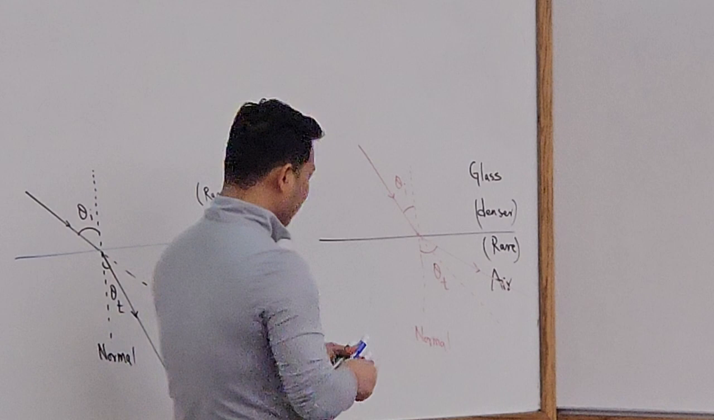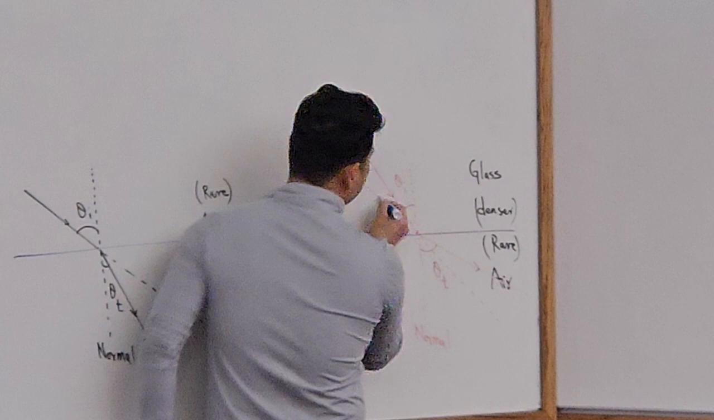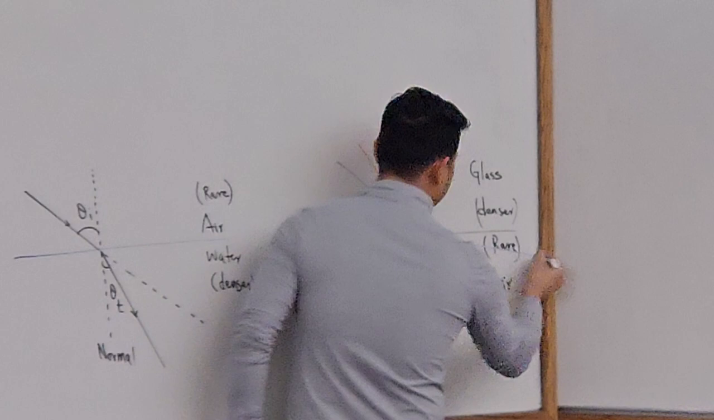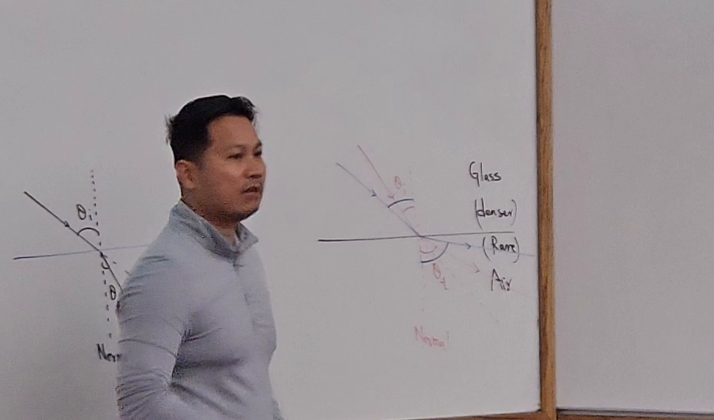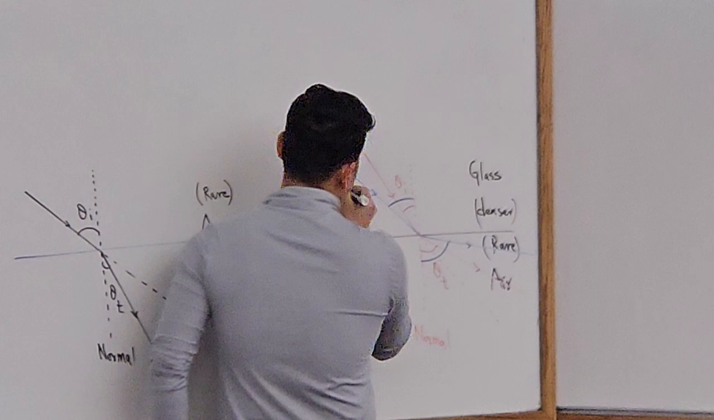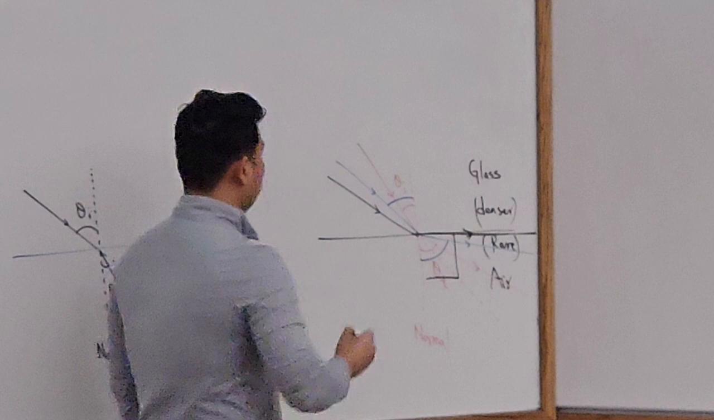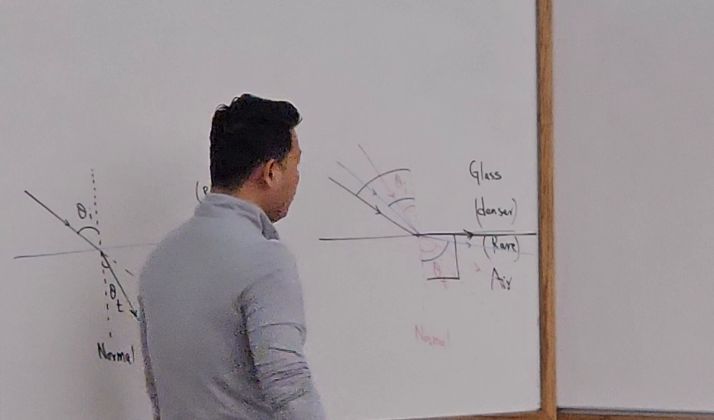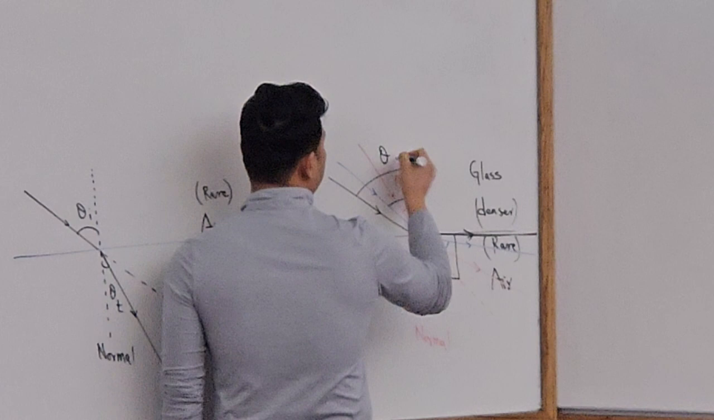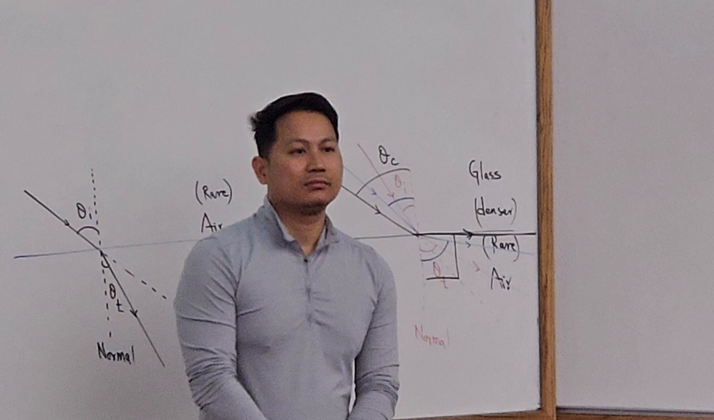I will change the angle at which the incident light hits the surface. If I increase this one, it will bend further, because theta is going to be higher. If I go further and further like that, at some moment it will go along the line, so that it makes a 90 degree angle. The incident angle at which your refracted ray is parallel to the interface is called the critical angle, theta C. This angle is 90 degrees.